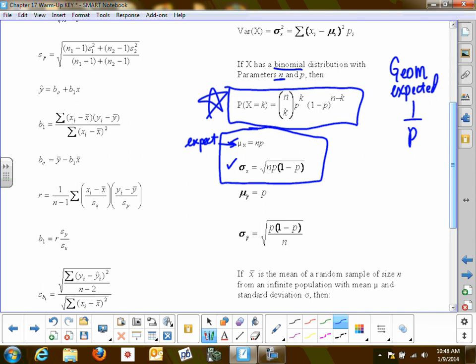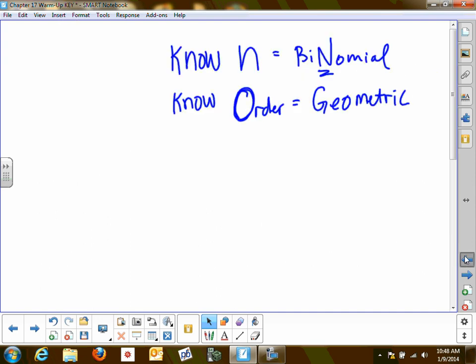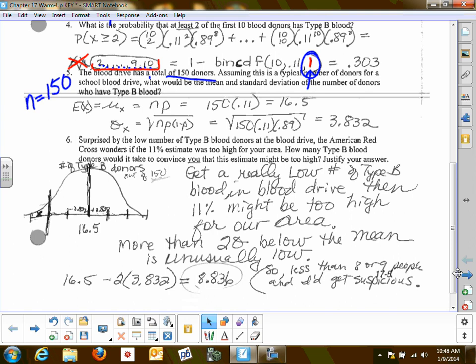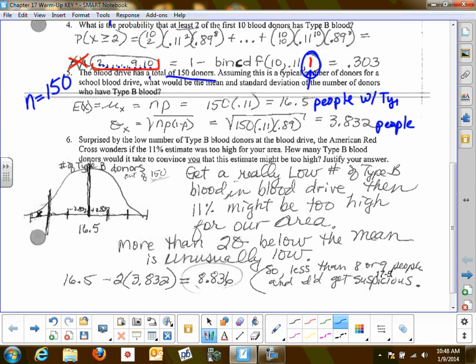So the cool thing is that for number 5, you just straight up got 2 formulas to fill in. And so for number 5, we've got the 150 times 0.11. And then that tells you how many people you would expect to get on average. And with this standard deviation of people on average, that's the ones that have type B blood. People with type B blood, by the way.